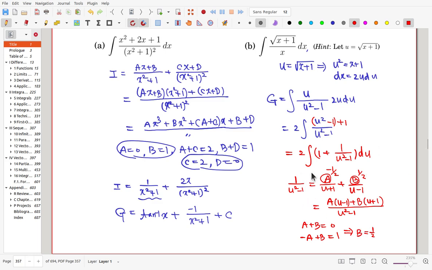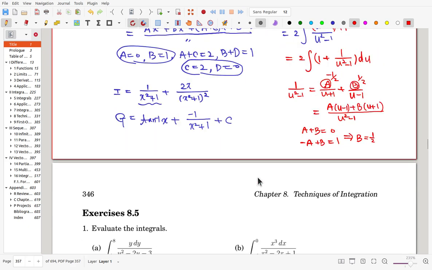Now you can get the antiderivative quite easily: minus half logarithm of u + 1 plus half logarithm of u − 1. After getting the antiderivative, u must be replaced by the square root of x + 1. Then you can get the final answer, so you can finish the computation. This is the end of the section. Thank you.